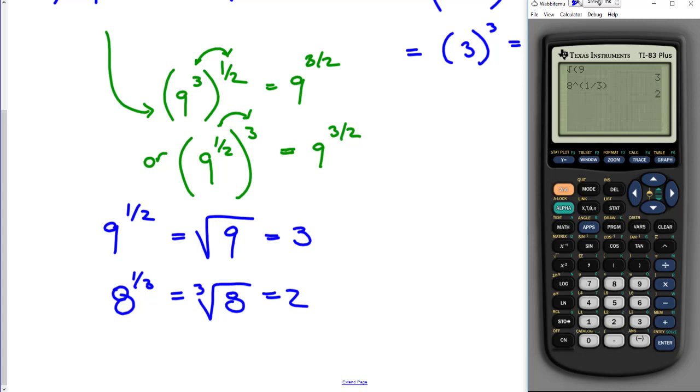Just to check myself earlier, what did I say? 9 to the 3rd power was 243. Oh, I was off by a factor. 729. And then when we take the square root of 729, it should be the 27. Okay. Yeah, good thing I checked myself. Or you have checked me as well.